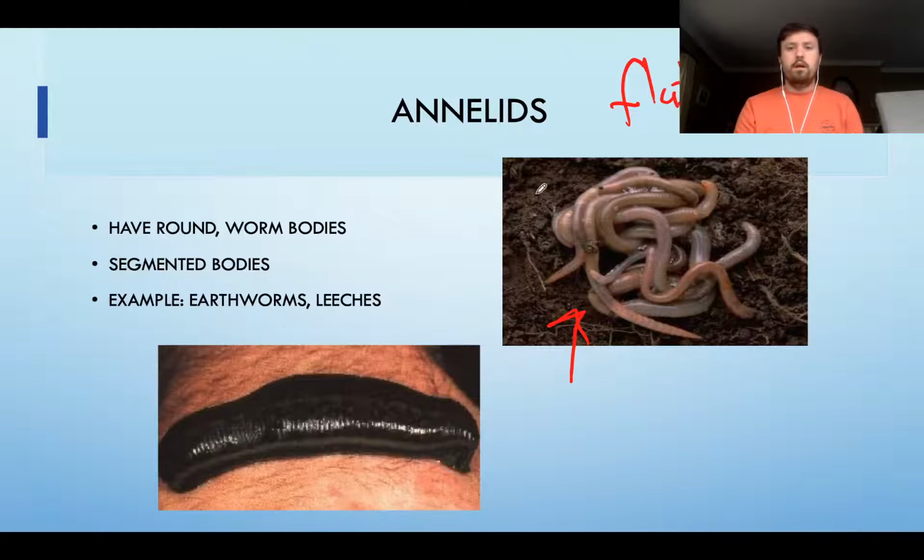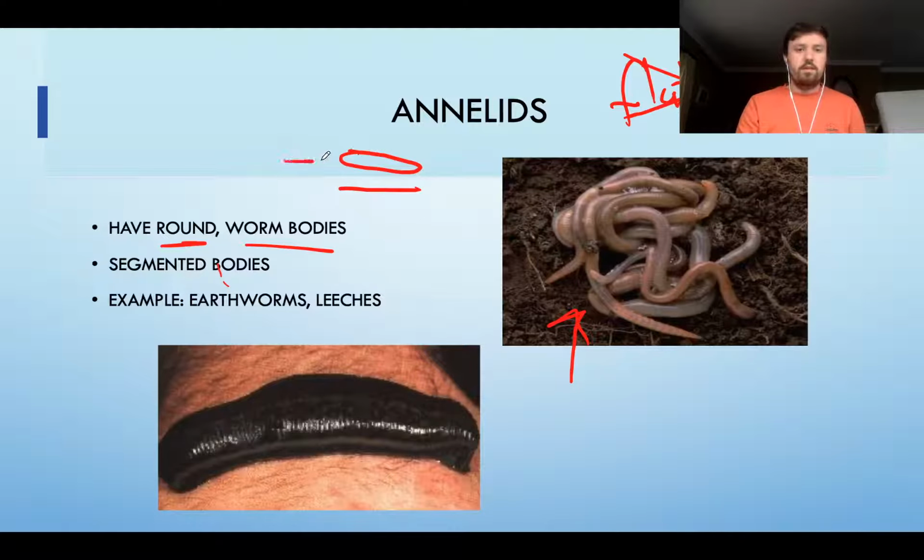Handwriting's horrible. But we're not going to talk about them. Just so you don't get them confused with annelids, you might hear of this thing called a flatworm. The one way we know that annelids are different from them is they have round worm bodies instead of flat. They're kind of round like this, right? So this is an annelid right here. This is not.